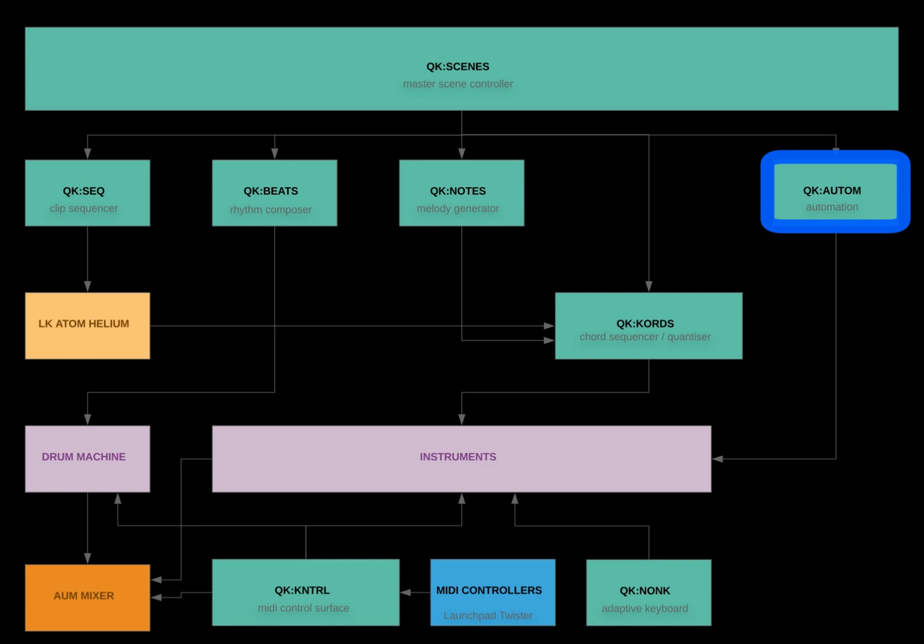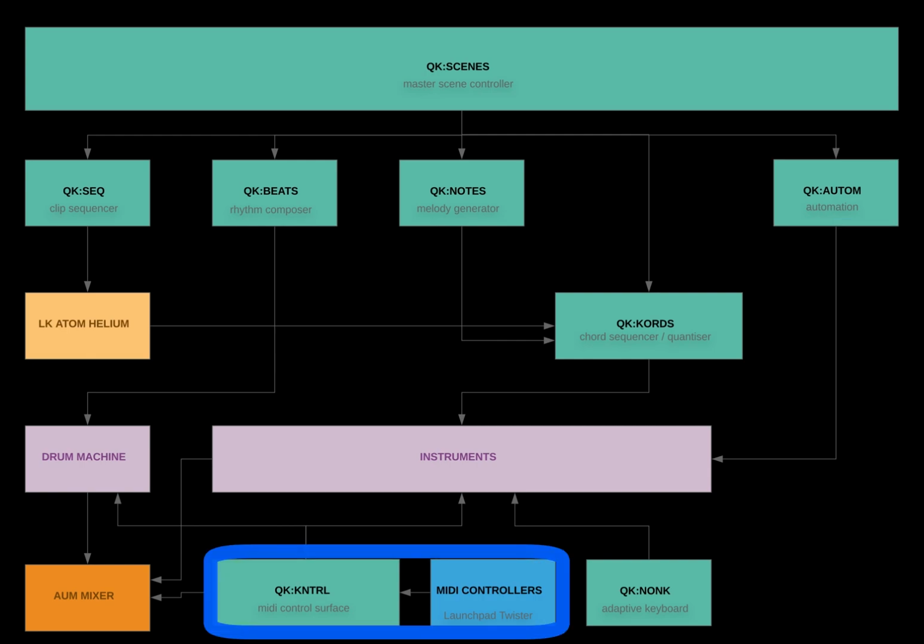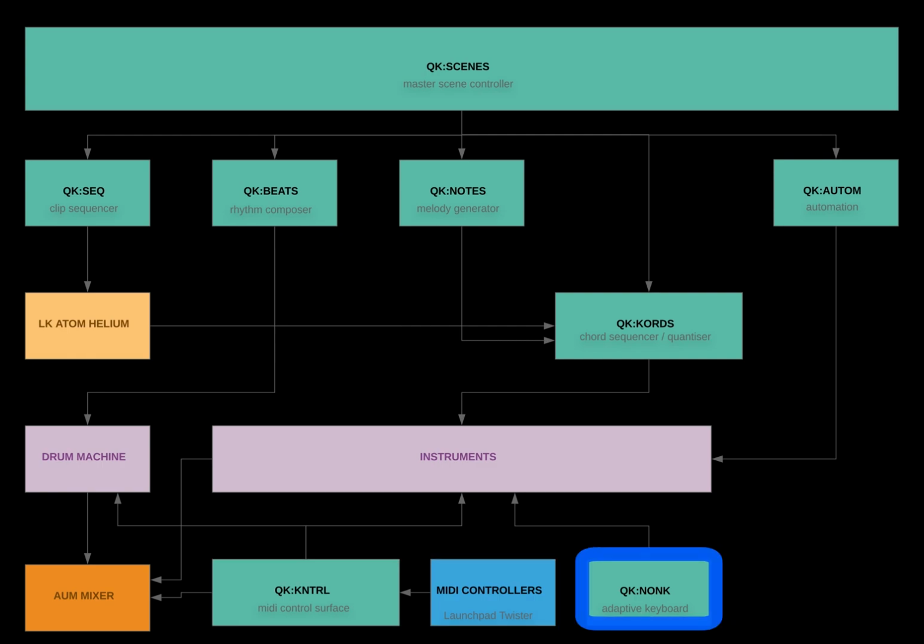Autom automates instrument, effect, and mixer parameters. Control offers MIDI control over all your instruments, effects, and the AUM mixer. Nonc is an adaptive keyboard that updates its layout when the instrument channel is changed.